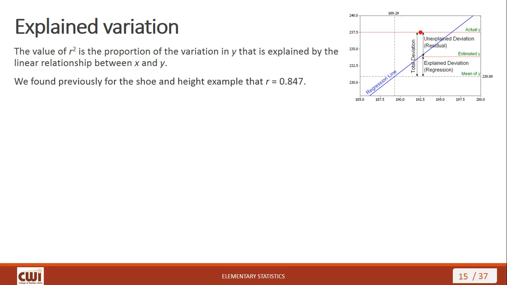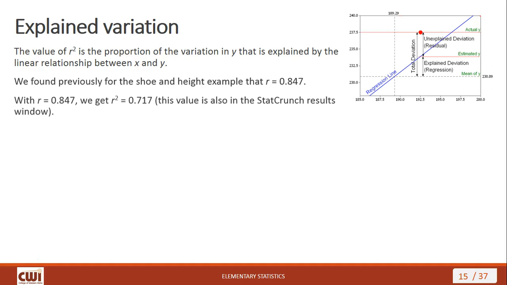Now, previously, for our example of shoe length and height, we found that our linear correlation coefficient was 0.847. So if we have 0.847 for r, we square that to get r squared. That gives us a value of 0.717. You don't have to do that manually. This will show up in your results window in StatCrunch. It's right underneath where you see listed the linear correlation coefficient, that value 0.847. Right underneath that will be the value for r squared. That's 0.717. So it calculates it for you.